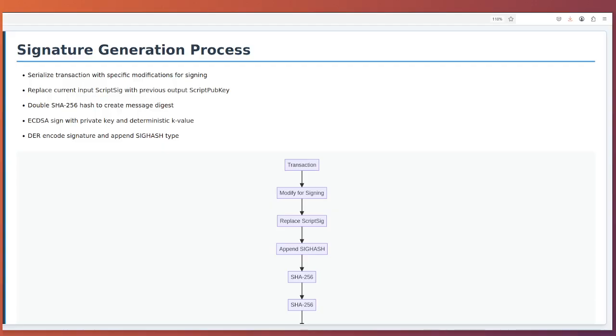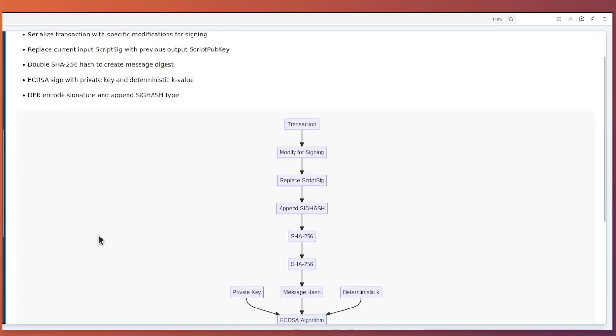Signature generation begins with transaction serialization for the signing process. This is a modified version of the transaction. Here, the ScriptSig of the input being signed is replaced with the ScriptPubKey of the output being spent. All other inputs have their ScriptSigs set to empty. This modification is crucial because we are signing a version of the transaction that includes the spending conditions we are trying to satisfy. This process prevents certain types of signature malleability attacks.